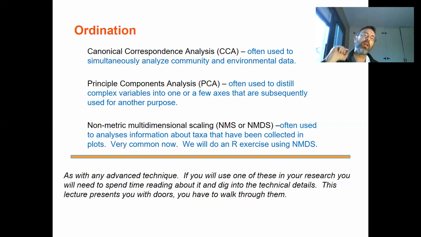Okay, principal components analysis is often used to distill complex variables into one or a few axes, or subsequently used for some other purpose. PCA is a way to take complex information and create, like, here's principal component axis 1, and now we're going to run a regression with that against some other thing, for example.